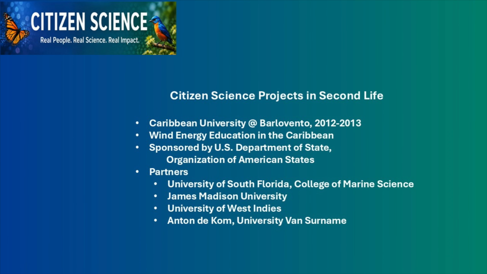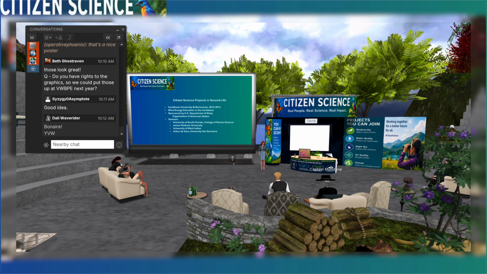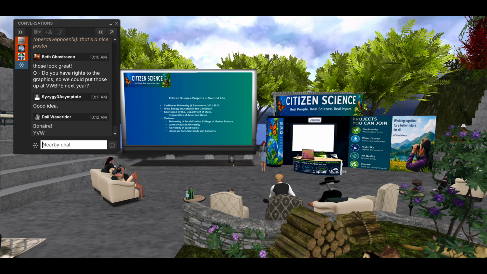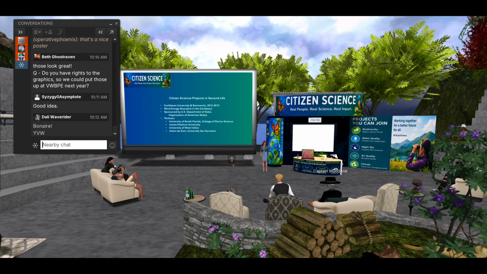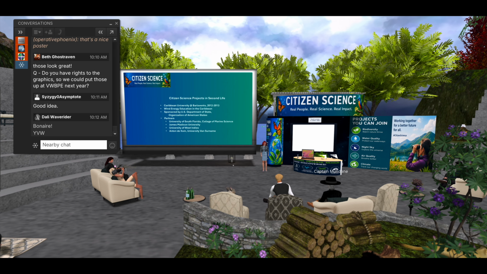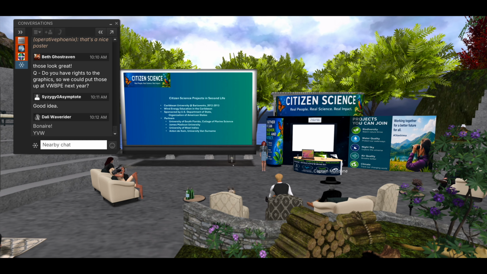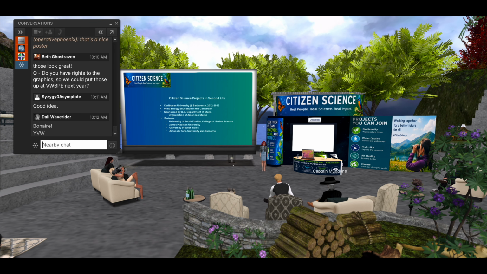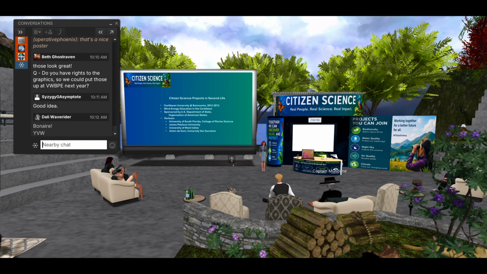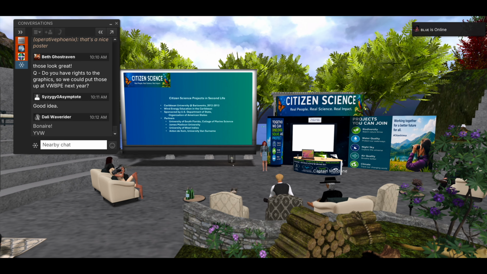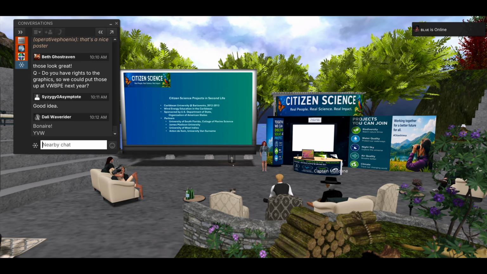The next one was Caribbean University at Barlovento, about 2012, 2013, maybe 14. This was going to be wind energy education in the Caribbean. And I had a sponsor of the U.S. Department of State, Organization of American States, with partners, the University of South Florida College of Marine Science, where I worked at the time, James Madison University with their wind energy program, and University of West Indies and Anton de Camp in the West Indies. This program didn't quite get off the ground as an educational project.